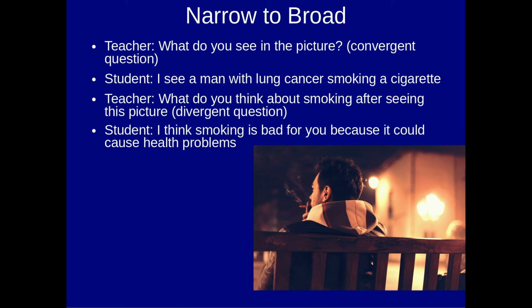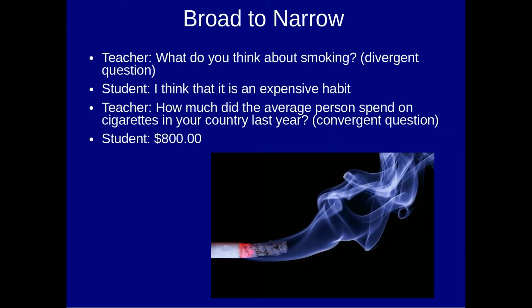Now, let me show you broad to narrow before we conclude. So, here's an example of broad to narrow. So let's take a look at the dialogue here. The teacher says the following question: "What do you think about smoking?" This is a divergent question because students can think many things about smoking. The student says the following: "I think that it," referring to smoking, "is an expensive habit."